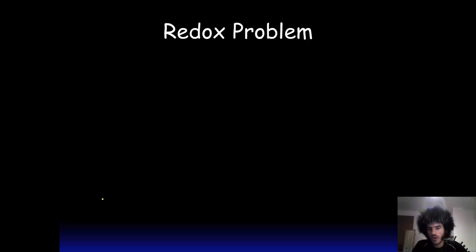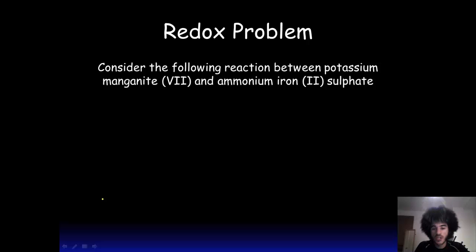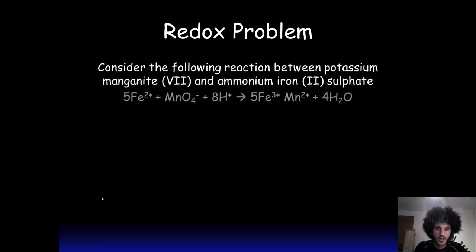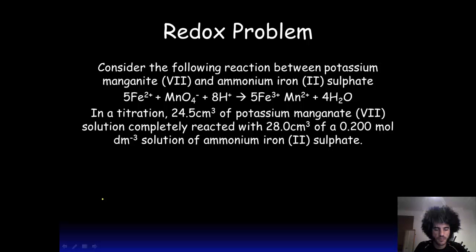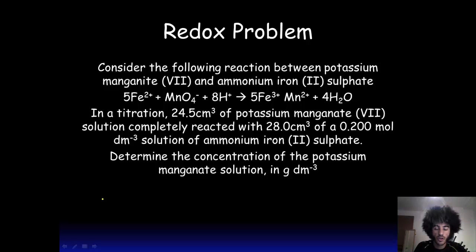So let's have a look at a typical problem. A typical problem in Redox would be something like this. Consider the following reaction between potassium manganate, that should be manganate not manganite, and ammonium iron sulfate. And here's your equation. And here's a bit more information. In a titration, 24.5 centimeter cubed, and so on. And then we have to determine the concentration of the potassium manganate solution in grams per decimeter cubed. So, where do we start?